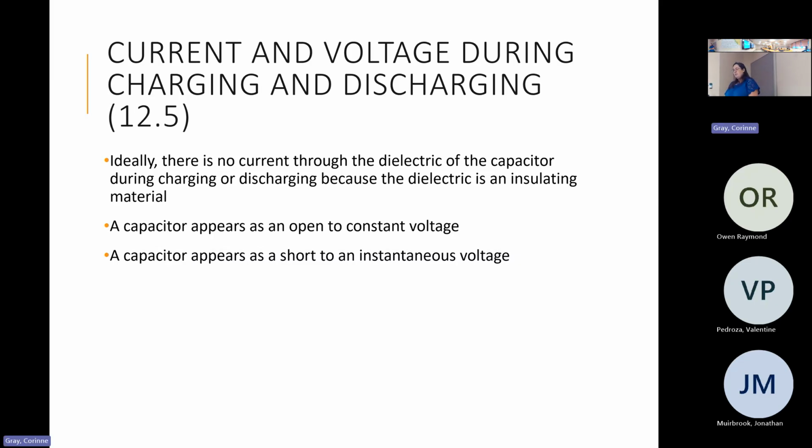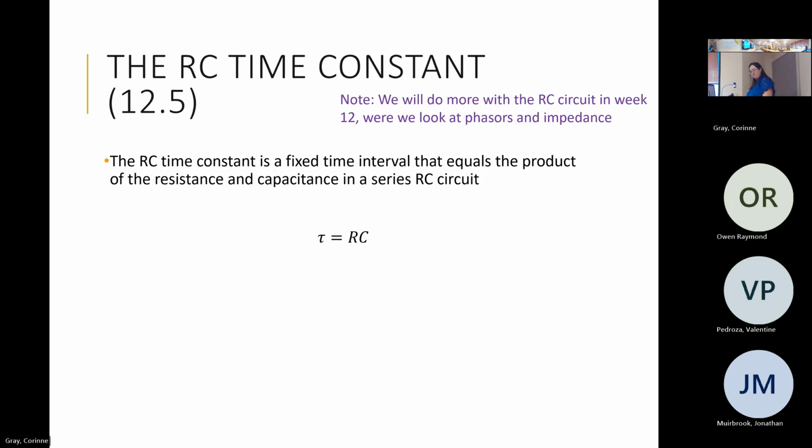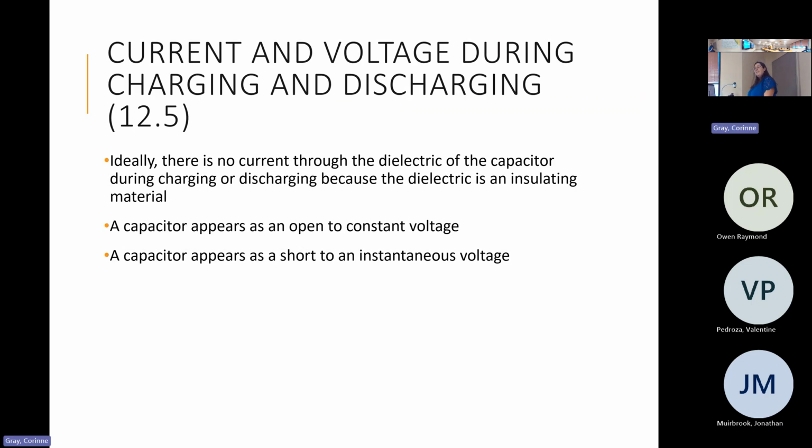Before we introduce our first of multiple time constants, are there any questions so far? I assume constant and instantaneous voltage, instantaneous is relating to AC? You can do instantaneous for both. More often it's utilized for AC.